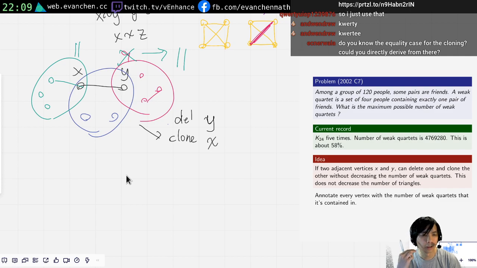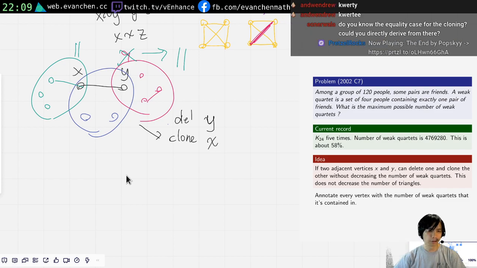Equality occurs if any pair of adjacent... Okay, so equality is happening if every adjacent pair of vertices is in the same number of weak quartets. That's actually exactly the equality case. And if that is the equality case, that number doesn't change as I keep doing operations. Moreover, when I do those operations, I can pick which vertex I want to do the cloning for. So I keep doing this operation until it's no longer possible.